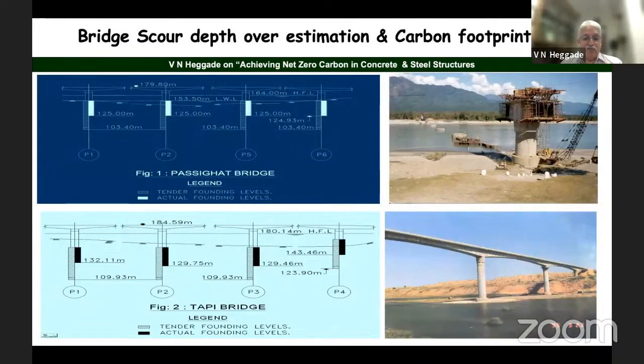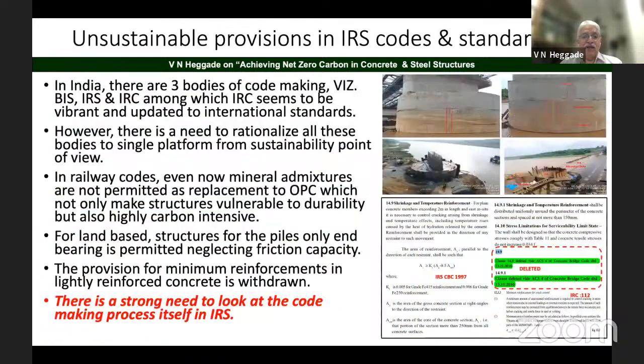Another case is using Lacey's equation. If the scour depth is calculated for 20 years, the depth of the foundation has been reduced by 20 meters. These are the sort of things we need to look into. Another area is that some of the codes do not permit the use of mineral admixture itself, especially in the railways.